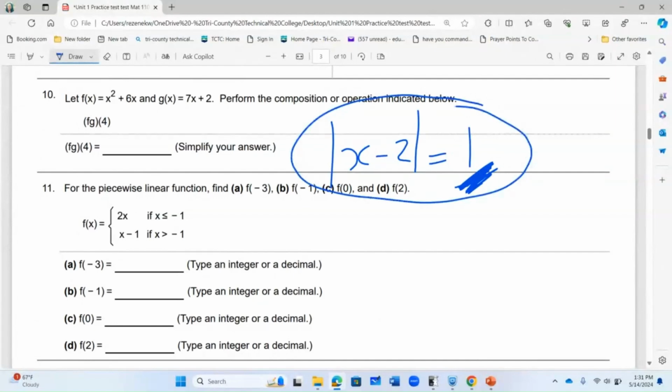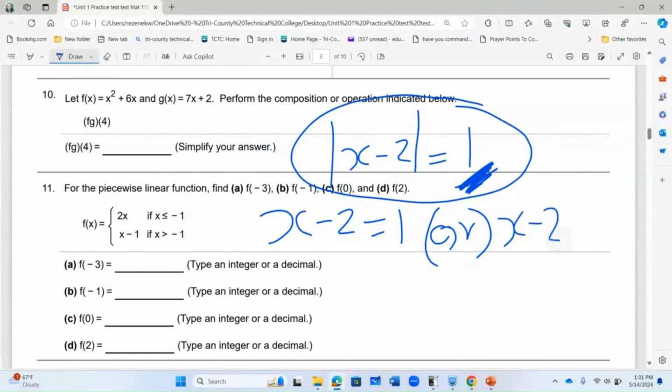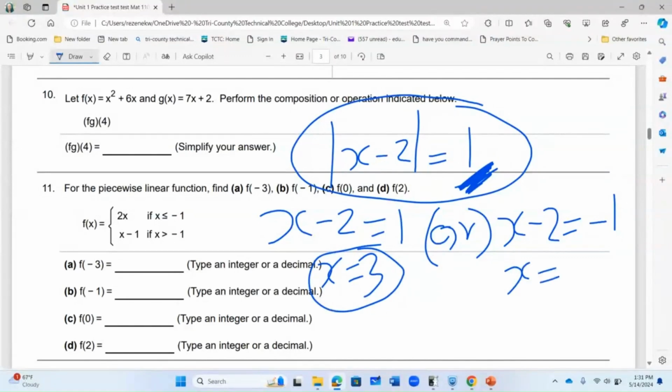So there are 2 things you're going to do if the sign is an equal sign. You will do x minus 2, the quantity inside the absolute value sign, is equal to 1, or you are solving 2 equations, or the quantity inside the absolute value sign is equal to the negative of the number on the right hand side. Then solve each of them. Plus 2 on both sides, I have x is equal to 3. This is one solution. Plus 2 on both sides, I have minus 1 plus 2 is 1. So x is equal to 1. So I got x equal to 3 or x equal to 1.